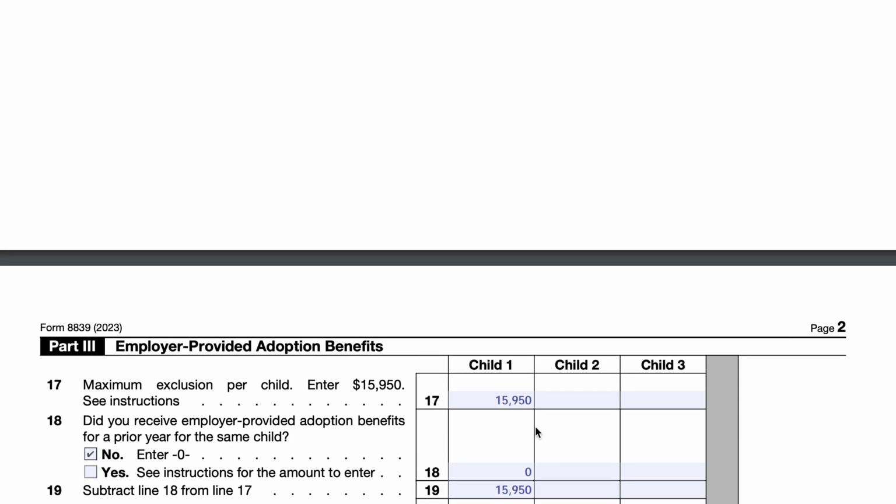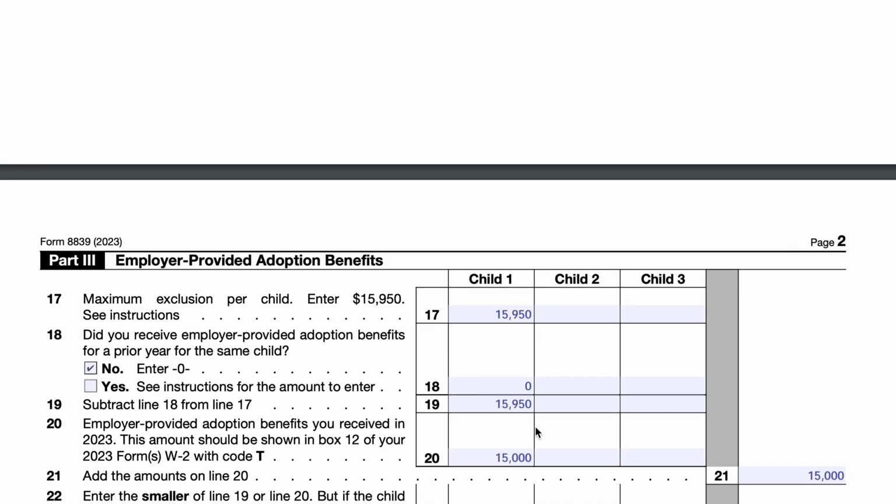Now let's imagine that instead of the adoption credit, all of these costs were funded by John's employer, and he does not want to take the credit. Instead, he wants to exclude employer-provided adoption benefits from his income. So in this case, he would enter the maximum exclusion per child, 15,950. If he received employer provided benefits for a prior year for the same child, then he would have to go to the instructions and see what he can put in there.